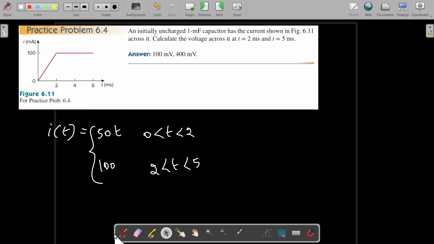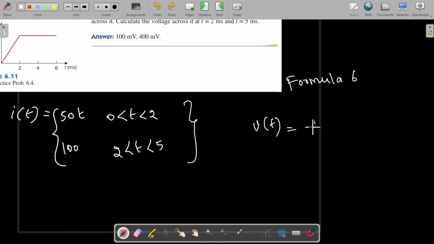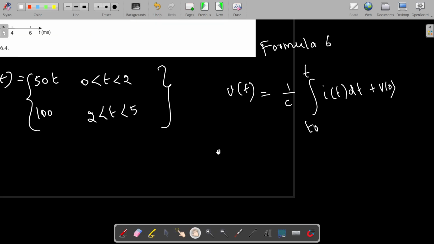Once we have got this equation for I of t, we can find out the voltage across the capacitor. What's the formula for the voltage across the capacitor when you know I of t? It is formula number 6. It is v of t equal to 1 by c integral from t naught to t of I of t dt plus v of 0. So this is the formula.